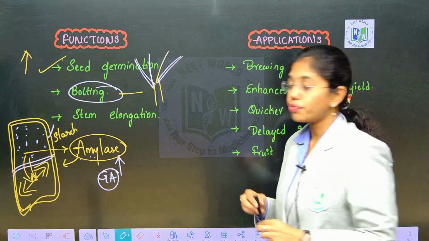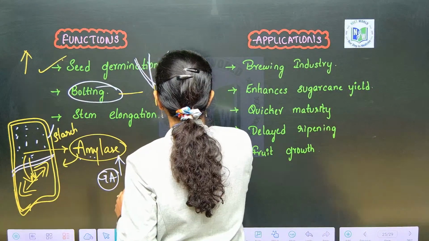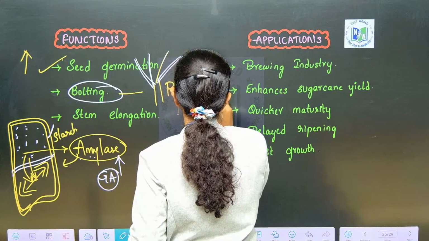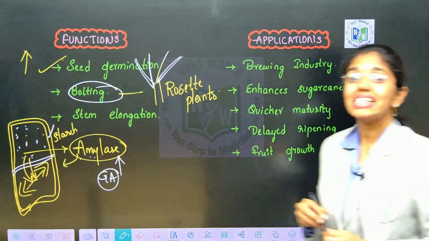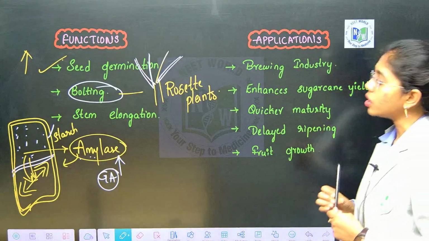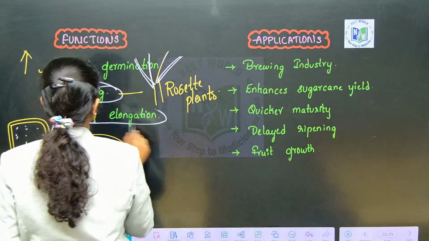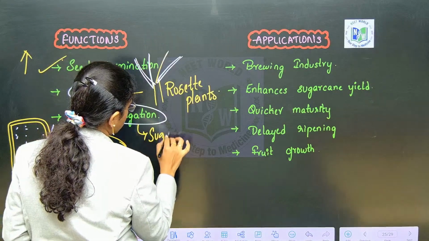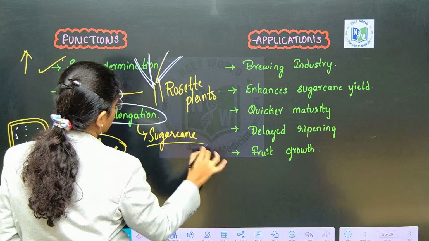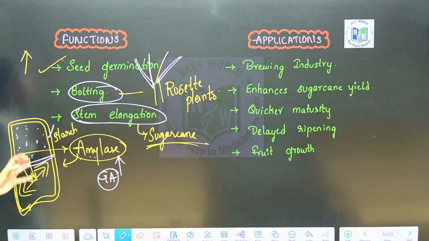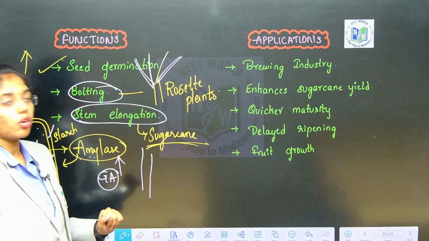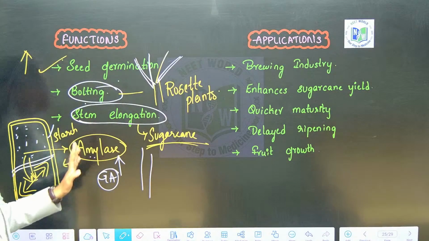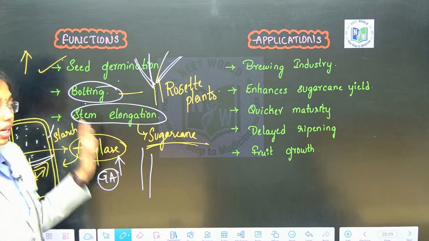This is being observed in rosette plants. Next you observe is stem elongation. Stem elongation, that is internodal elongation, is promoted by gibberellins. The best application you see in sugar canes. Massive yield of sugar canes will be obtained by the application of gibberellins, because it will increase the internodal elongation. Fine, right? So, seed germination, bolting and stem elongation, these are the major functions of gibberellins.